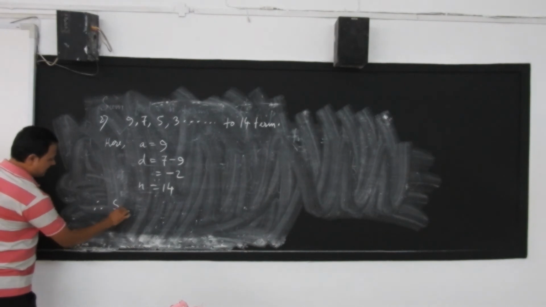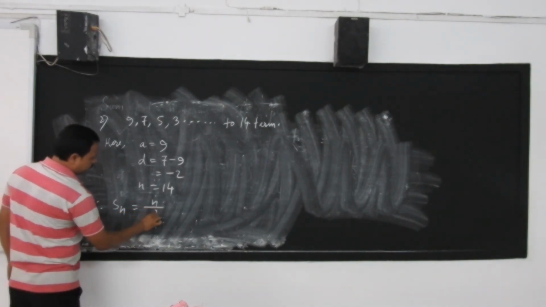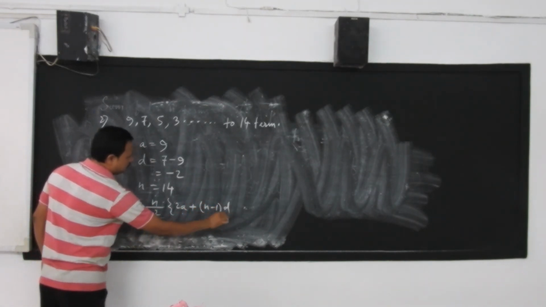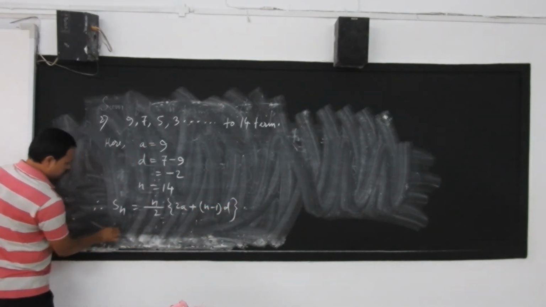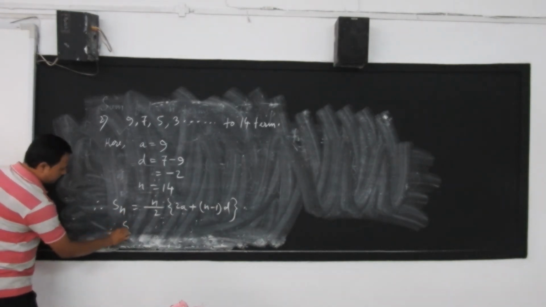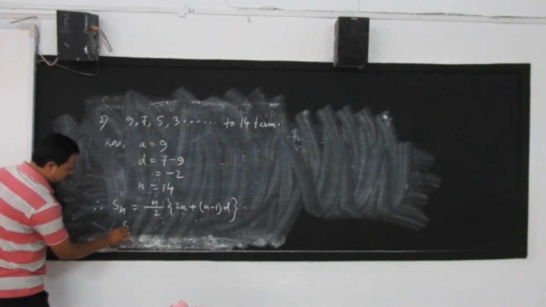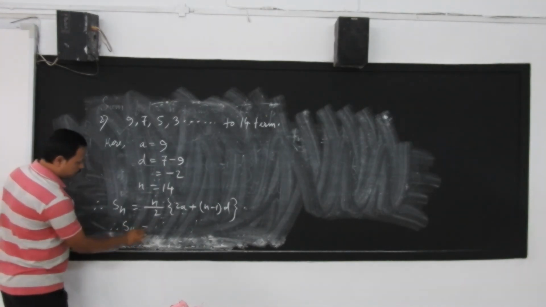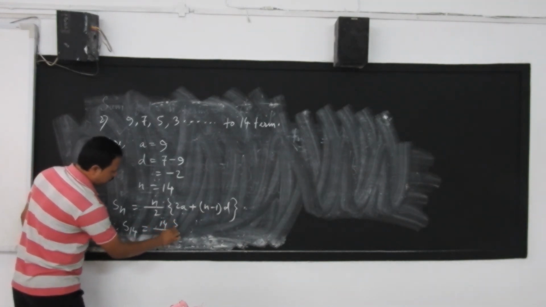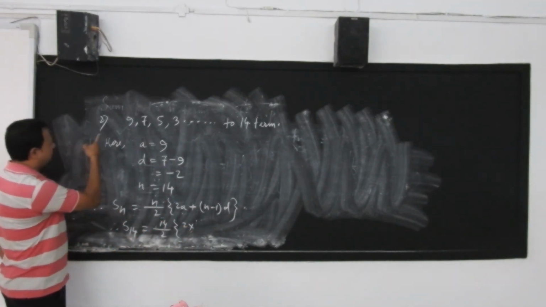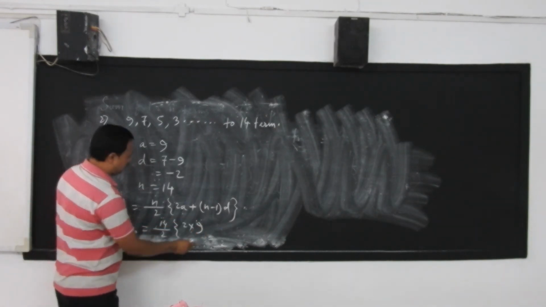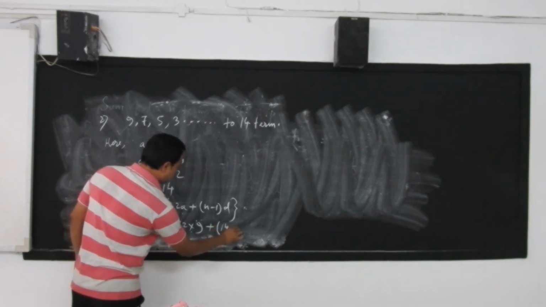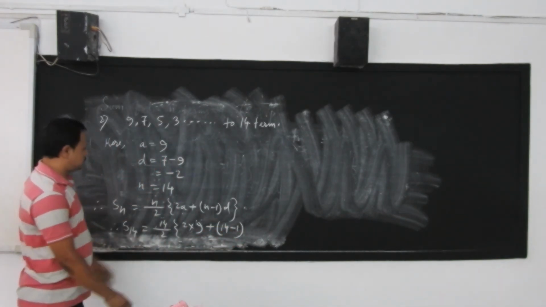Therefore, Sn equal to n by 2 into 2a plus n minus 1 into d. So we are going to find the sum of 14 terms. That means in place of n you have to put 14. So S14 equal to 14 by 2, then 2 into the value of a is 9, plus n is 14, 14 minus 1, and the value of d is minus 2.